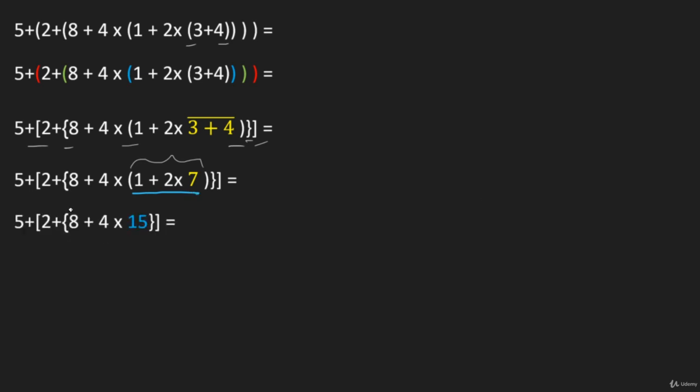Now the next innermost bracket is this part over here. So you have 8 plus 4 into 15. 4 into 15 is 60. 8 plus 60 gives you 68. So we write this over here like this. We get 5 plus 2, 5 plus 2 plus 68. 2 plus 68 is 70. 5 plus 70 is 75, which is your answer.